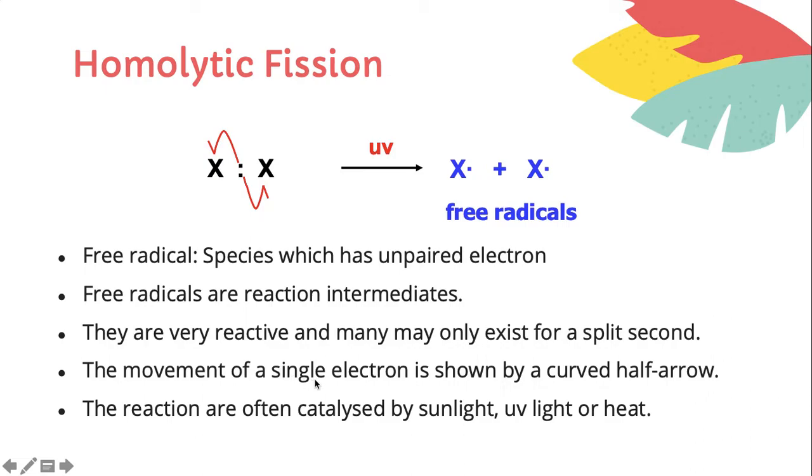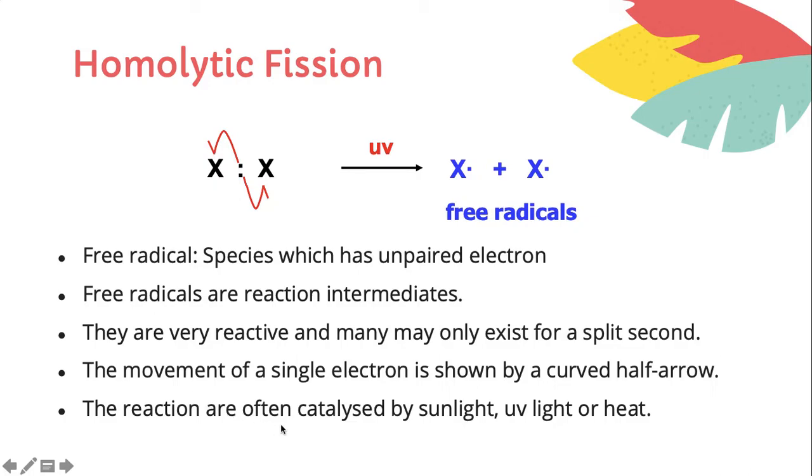The movement of a single electron is shown by a curved half arrow. This is a curved half arrow. A half-headed arrow means one electron only. If you draw a fully headed arrow, it means two electrons are transferred. A half-headed arrow means one electron is transferred.